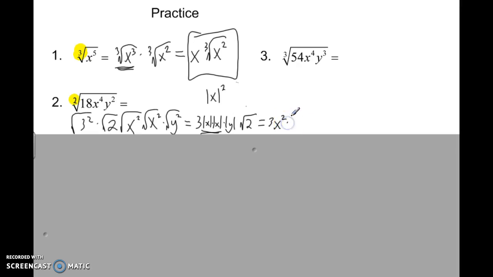Now, we need it for the y. So that's the kind of little picky thing that we do in math. So it's absolute value of y times the square root of 2. And that is a simplified form of the original question there.